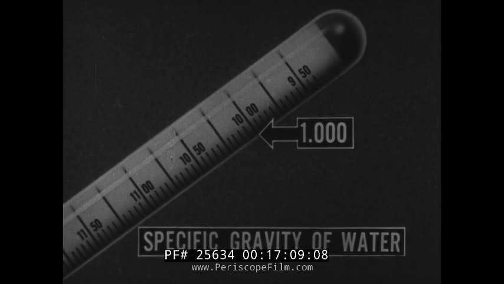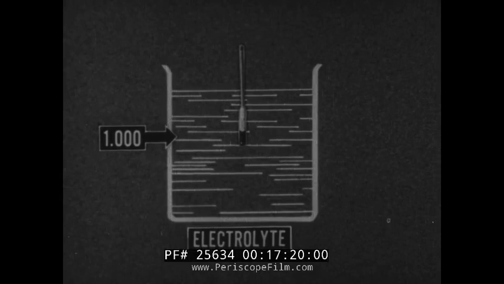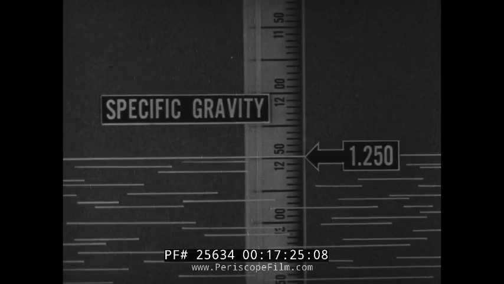These are specific gravity readings. To water with a specific gravity of 1, acid may be added until the specific gravity of the electrolyte mixture increases to 1.250. This is the specific gravity of the electrolyte mixture that the Navy uses in many submarine batteries.